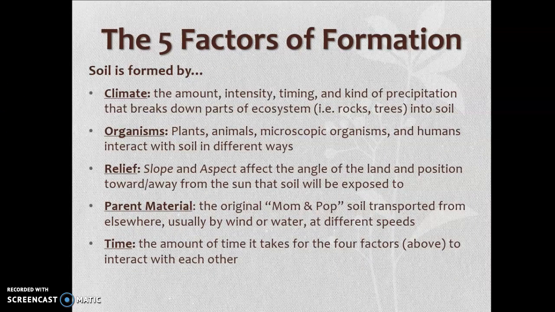Soil is formed by 5 factors: climate, organisms, relief, parent material, and time. So as you can see from the descriptions for each, climate is obviously dealing with the type of climate that you have, which is determined mostly by the types of precipitation and how quickly things break down in an ecosystem and then turn into soil.